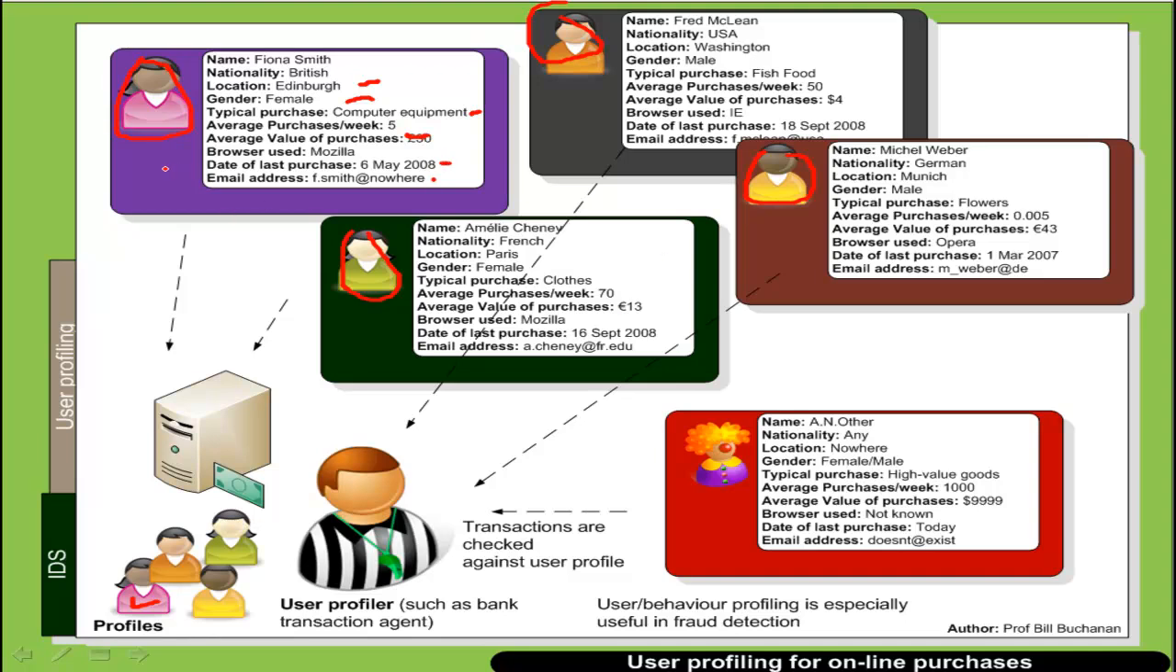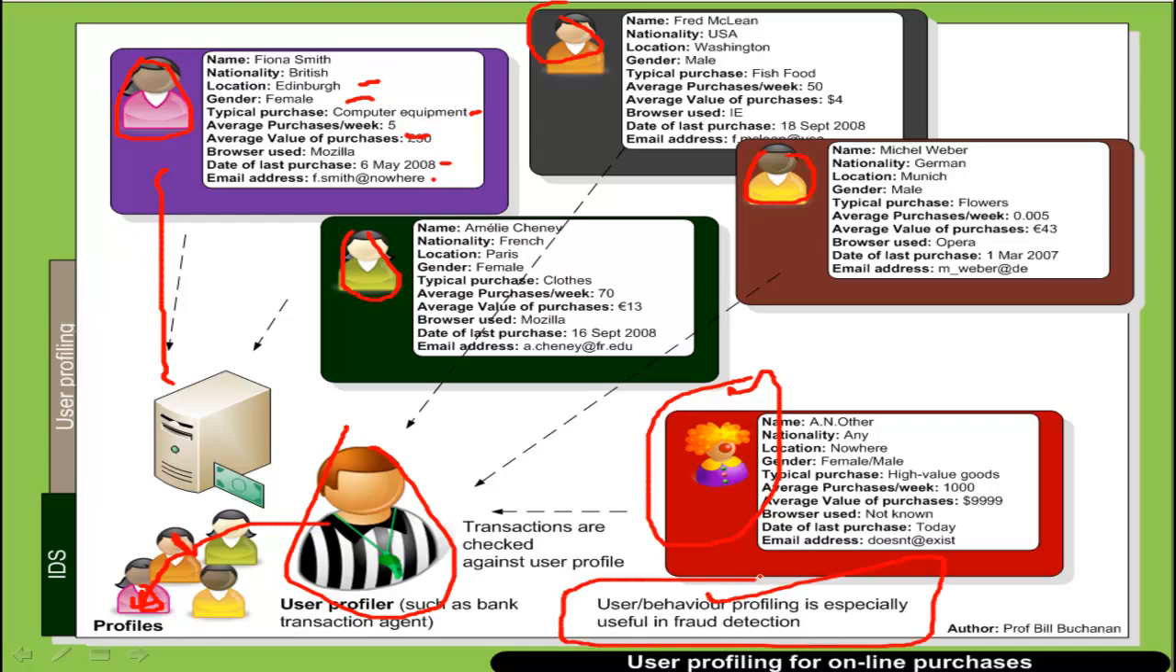Then when a purchase is made by the user, the profiler checks against the typical profile for that user, and if it matches, the purchase will be accepted. Unfortunately, we might get an intruder who tries to be the user, and they would possibly be picked up by the profiler because the type of purchase would be different from the one they normally make. So in this case we can use this type of behaviour to detect fraud.